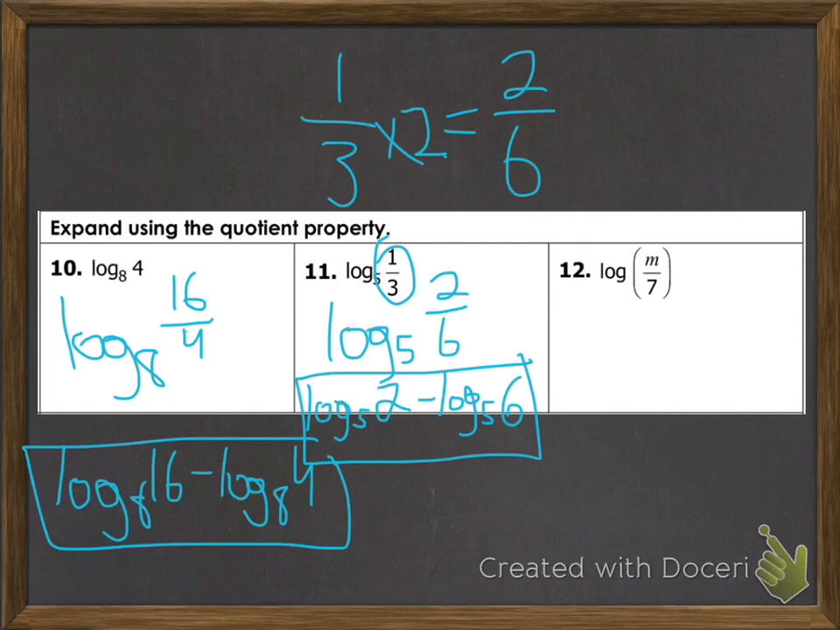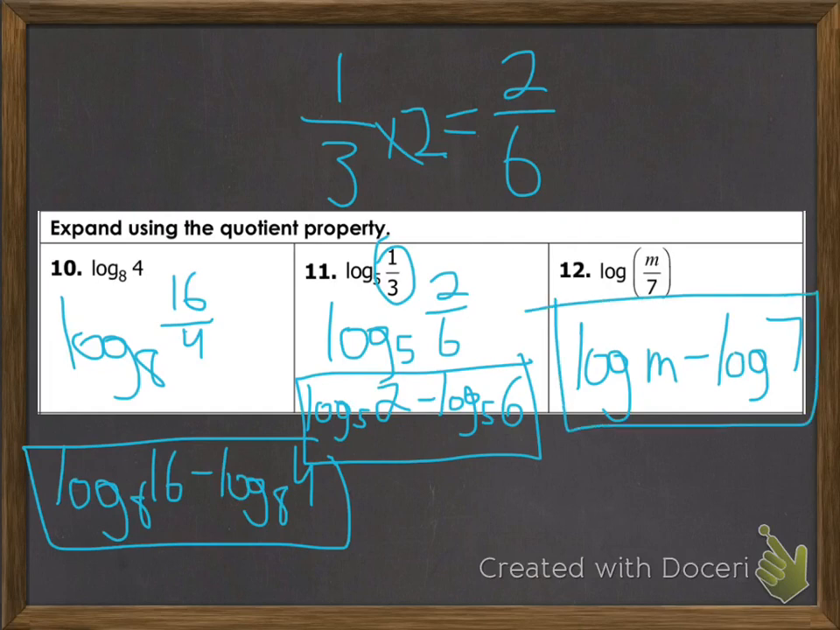Now with number 12, we have log base 10. Remember, there is an assumed 10 right there, of m over 7. Because of that variable, there is only one potential answer here, because we're not getting just a solid number. So the final answer for this one has to be log of m minus log of 7. And just a friendly reminder, the one on the bottom has to be the second number. Same thing over here. The number on the bottom has to be the second number. And that's all there is to quotient property.